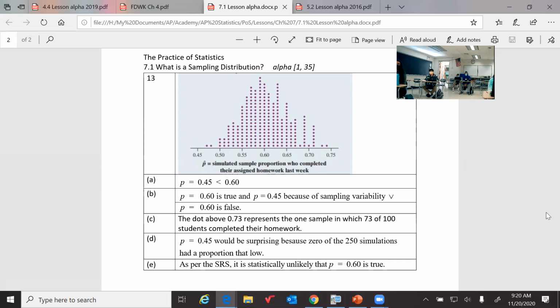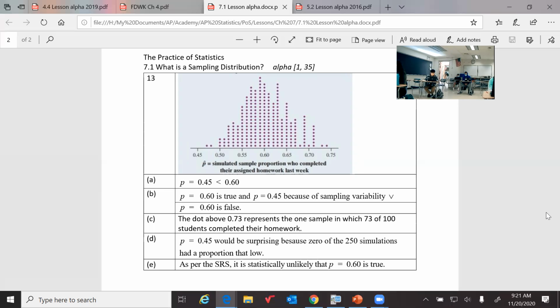But in this case, of the simulations, none of them were 45%. So it appears it's more likely that 60% is false. Make sense? See, when you did this simulation over and over again, and you plotted those P hats, none of them made it that far to the left. So then C says, well, what's the dot? There's one dot all the way to the right, 0.73. Well, that is one sample, and all these represent sample proportions out of 100 kids, one at a time.